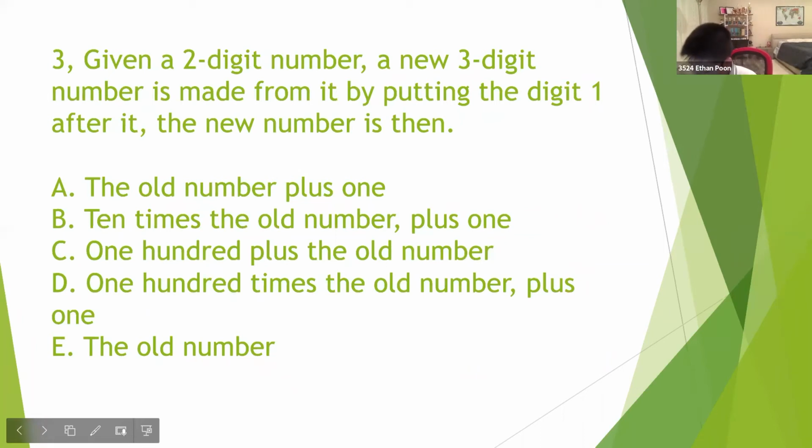So problem 3, given a 2-digit number, a new 3-digit number is made from it by putting the digit 1 after it. And the new number is then A, the old number plus 1, B, 10 times the old number plus 1, C, 100 plus the old number, D, 100 times the old number plus 1, and E, the old number.